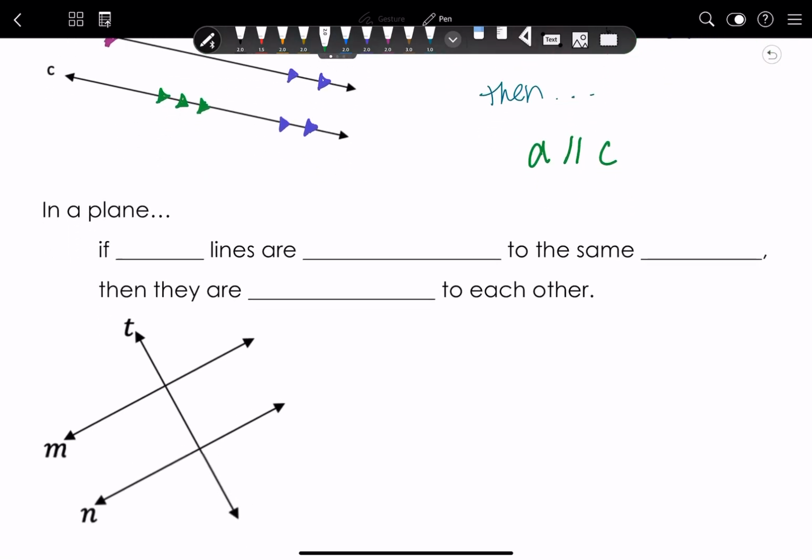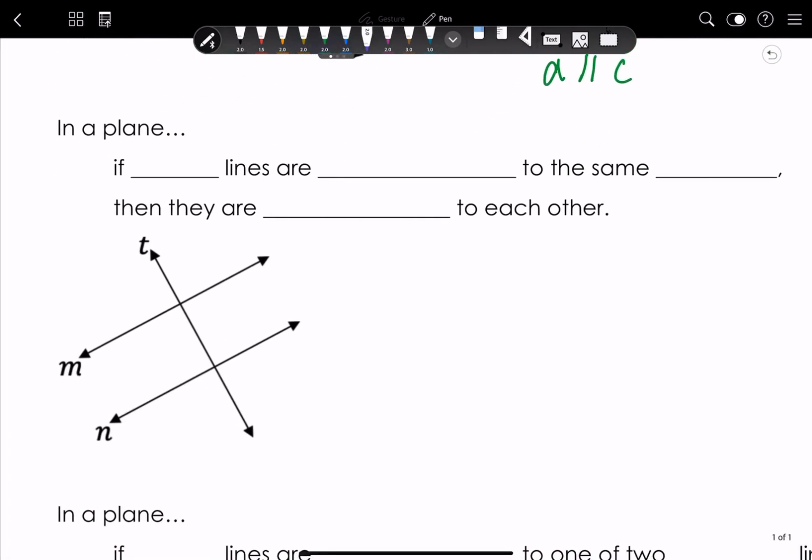All right, so now in a plane, if two lines are perpendicular to each other, and they're perpendicular to the same line, then they're also going to be parallel to each other. And you kind of see this just in the way that traffic works and in the way that roads are created around the world, well, especially in the US.